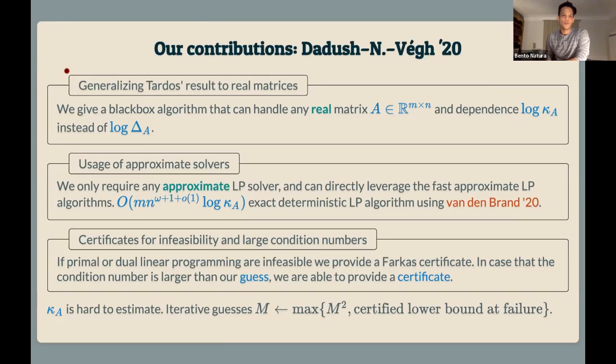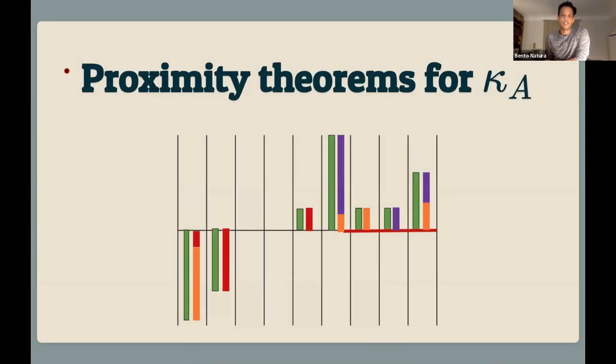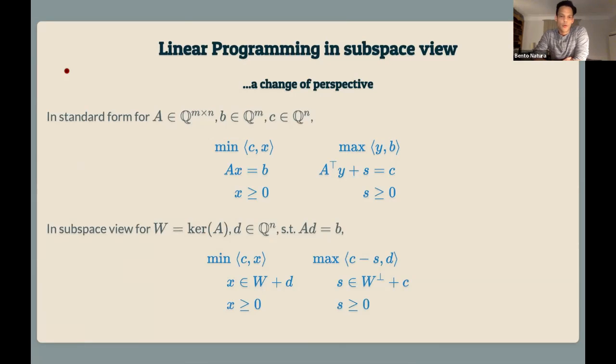Now to the ideas that we use. Again, we use a black box approach like Tadeusz does, and what we rely on is proximity theory. In particular, I will now give an example of how this works for feasibility alone. So let's quickly switch the point of view. We looked at linear programs in the form Ax equals b, but we can also identify the kernel of our matrix with some space W. Essentially what we look at is some shift of the kernel W. You see in the lower half of this slide that this is an equivalent formulation, where we replace the matrix with just a subspace of R^n.